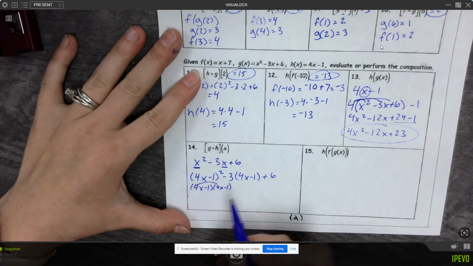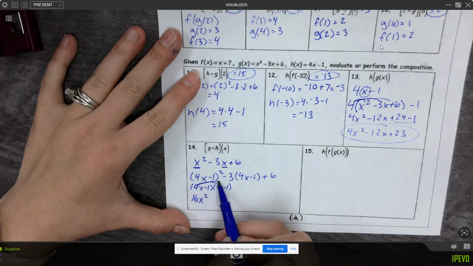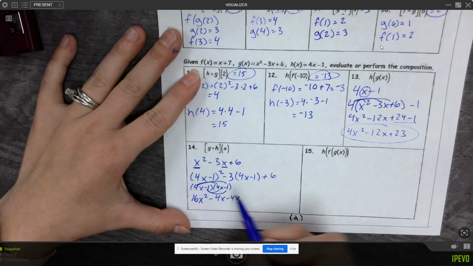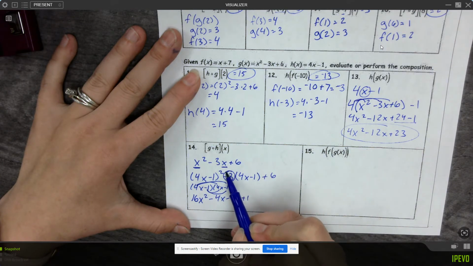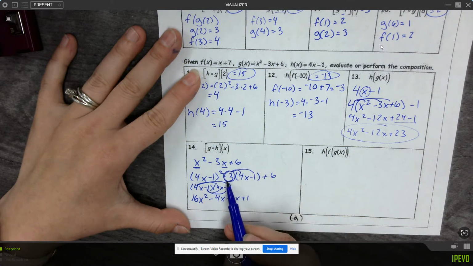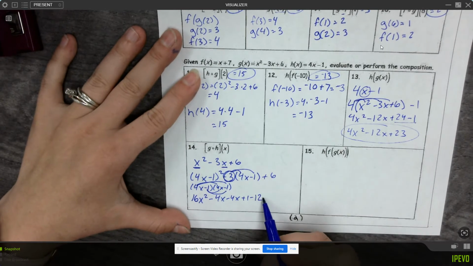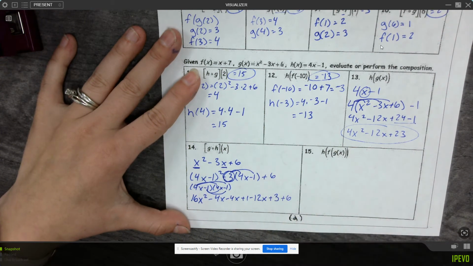So FOIL: 4 times 4 is 16, x times x is x squared. 4 times negative 1 is negative 4x. Negative 1 times 4x is negative 4x. And negative 1 times negative 1 is a positive 1. Now I'm going to continue with up here. I have a negative 3 I'm distributing, so negative 3 times 4x is minus 12x, and negative 3 times negative 1 is a positive 3. Nothing to do with your 6, just bring it on down.